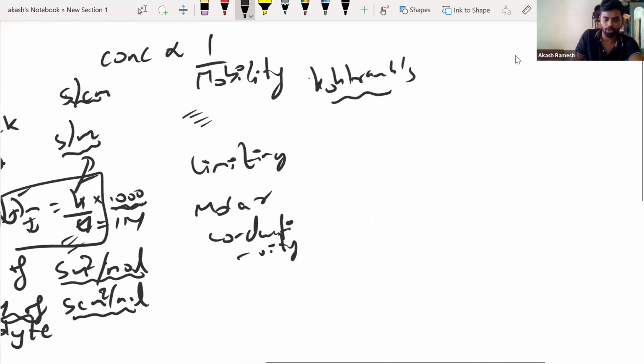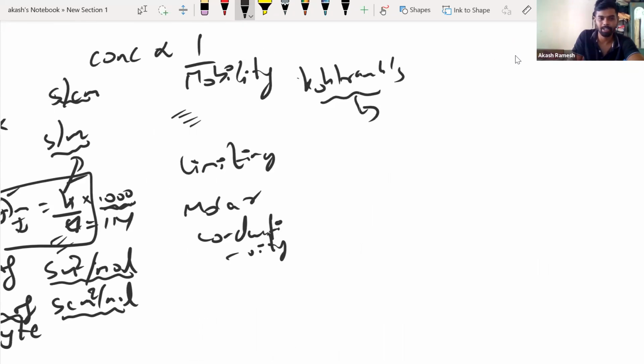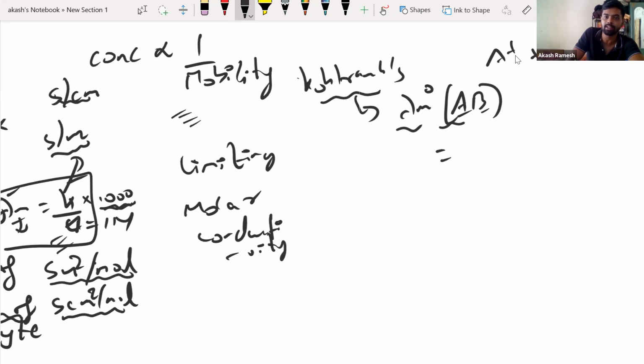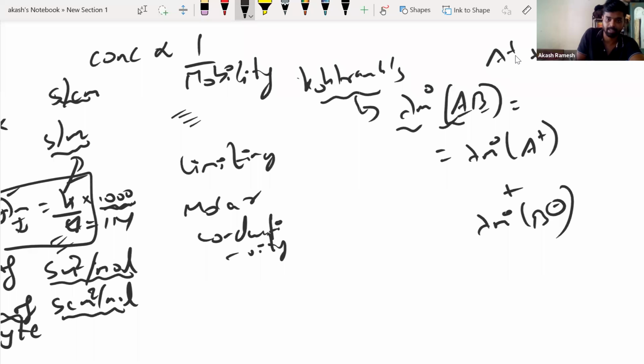Okay, cool. Fine. What Kohlrausch's law says is that whatever the electrolyte, whether it's strong or weak, lambda m naught, the limiting molar conductivity, of any electrolyte, say AB, is equal to the sum of the individual ions. AB will form A plus and B minus. So if I want to find the limiting molar conductivity of the entire electrolyte, all you have to do is add the individual ions' limiting molar conductivities. As simple as that. So for AB, you find the value for A plus, find the value for B minus, and add them both, and you will get the lambda m naught of AB.